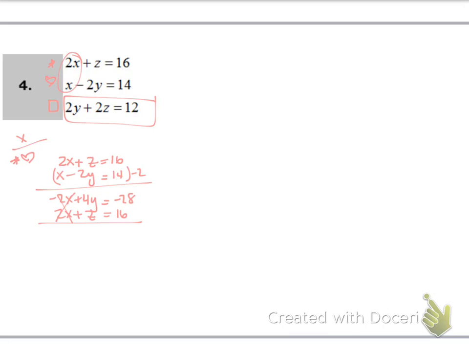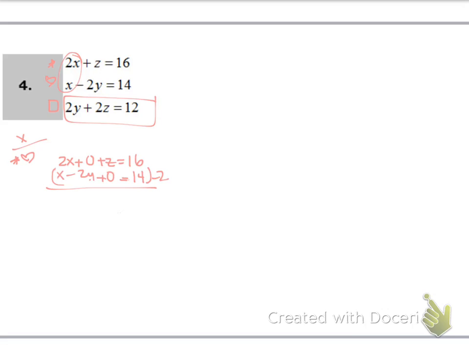Add going down, x's eliminate. I get a 5z is equal to negative 12. I made a mistake because I accidentally added my y's and z's. Okay, so this is why you want to have placeholders. So if you do x, y, and then z, so I have 2x plus, there is no y, plus z is equal to 16. So then I got this plus z is equal to 14. Now when I do it, it'll be a little better.